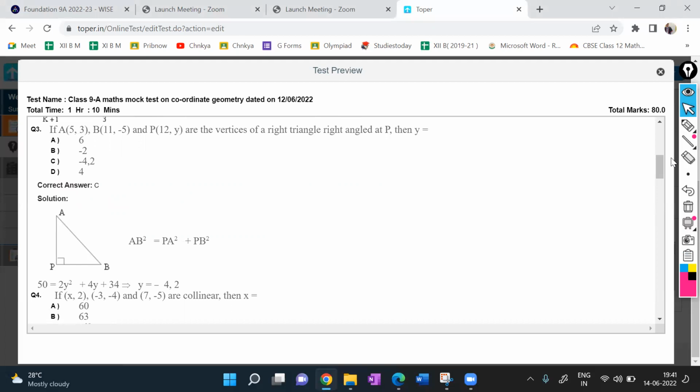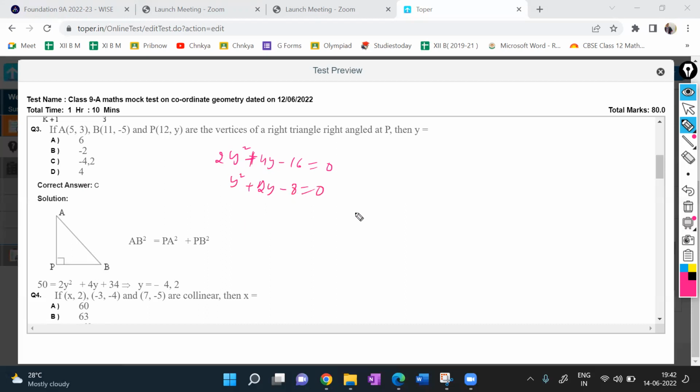Sir, I took y square minus 6y plus 58 plus y square plus 10y plus 26 is equal to 100. That is the last equation. After simplifying that, what did you get? 2y square plus 4y minus 16 is equal to 0. This is what you got. So taking 2 common.